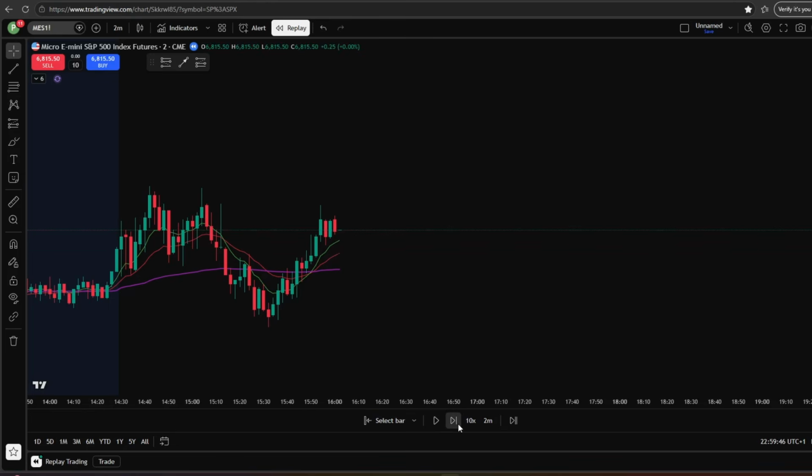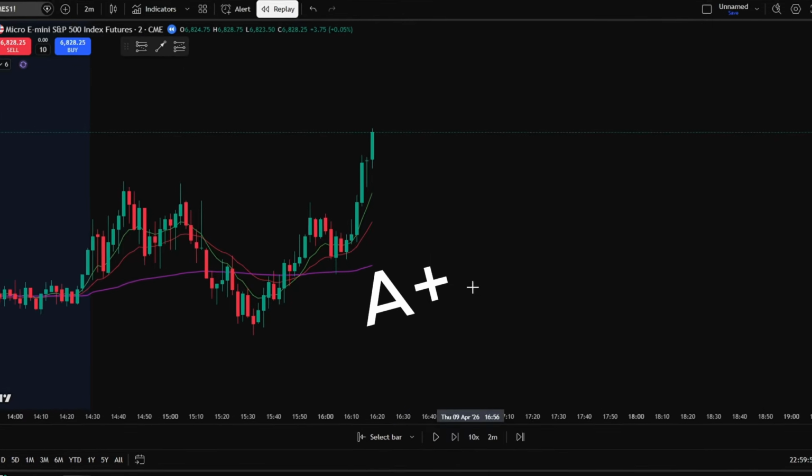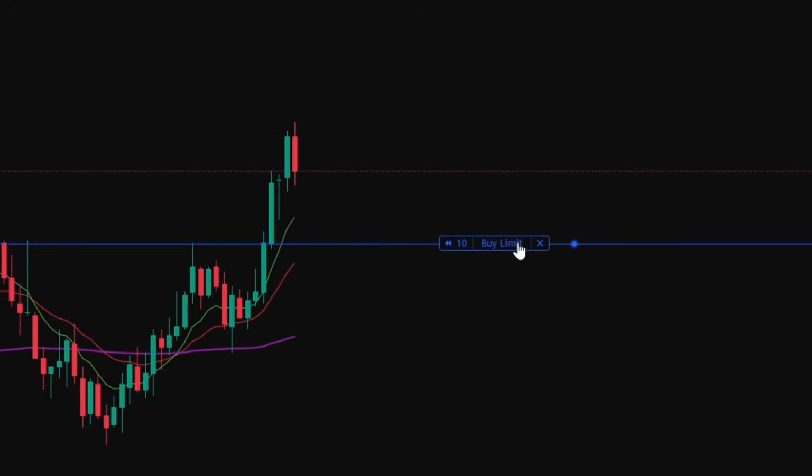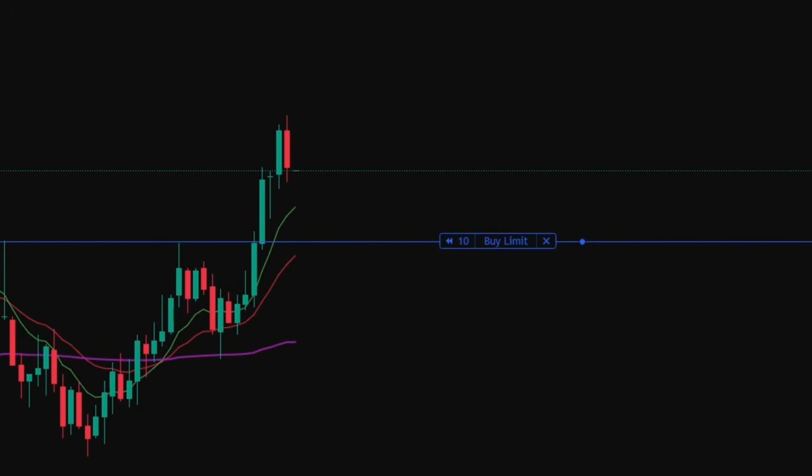Now, to keep my trading consistent, I categorize every signal into 2 distinct trade grades. First, we have the A+ setup. This is my gold standard, my highest probability setup with the absolute best chance of winning. So what makes a trade an A+ setup?